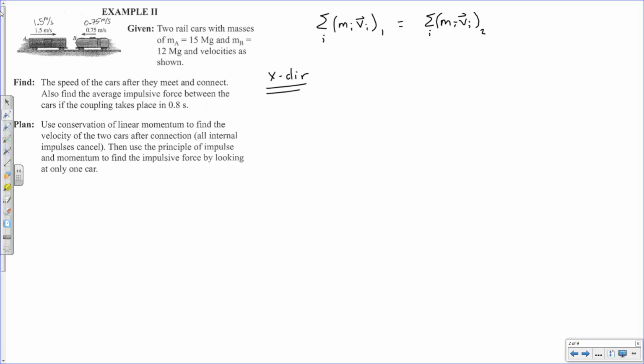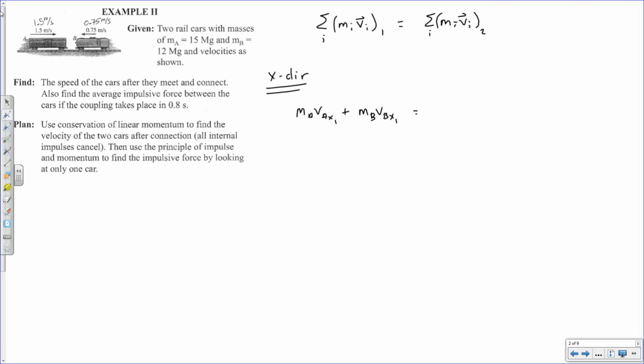So if we write out in the x direction the conservation of momentum, we find that the initial mass times velocity in the x direction of object A plus the initial mass times velocity in the x direction of object B, so we have to put these subscript 1s here, is going to be equal to the total momentum of object A and object B after the collision has occurred.